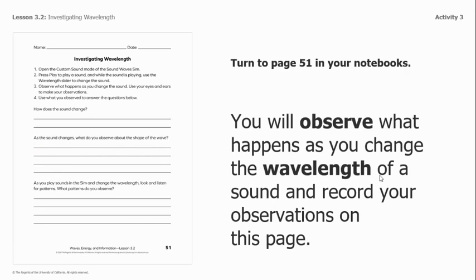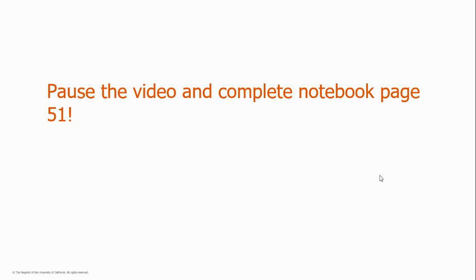So you're going to go to page 51 in your Google Classroom notebook. If you don't have this notebook at home, you're going to read the directions. You're going to observe what happens when you change the wavelength of your sound, and you're going to record your observations on this page. Notice they want you to make observations with your ears, so what you hear about the sound and how it changes, and you're going to make an observation with your eyes. So they want you to look at the shape of the wave. So I want you to pause this video and complete page 51 now.